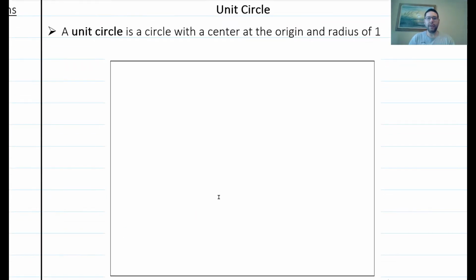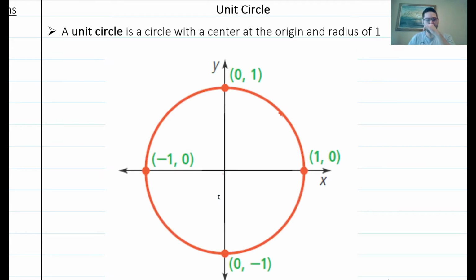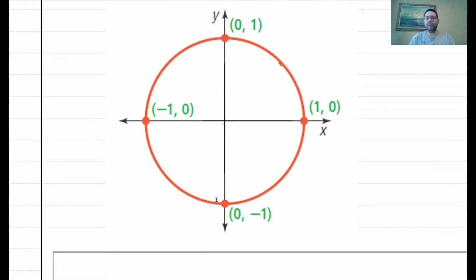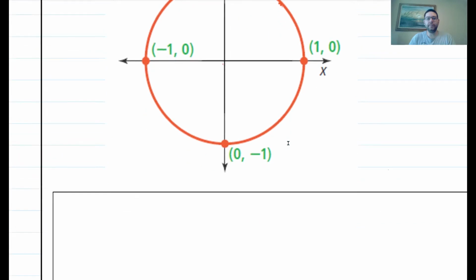So we're going to go ahead and show you that diagram here. This is the diagram of the unit circle. Notice that each of the coordinates at the edges has a coordinate of 1, -1 in the x direction because it's on the negative side, and -1 on the y because it's on the bottom. But this entire thing has a radius of 1. Very simple, but it's a very powerful tool for trig functions. We'll talk about that.